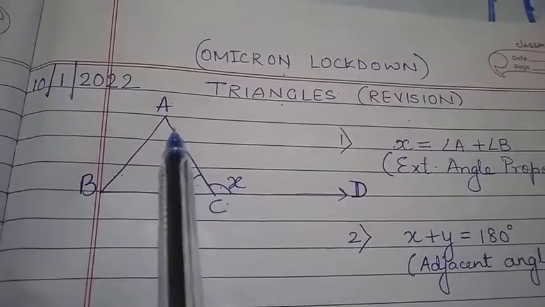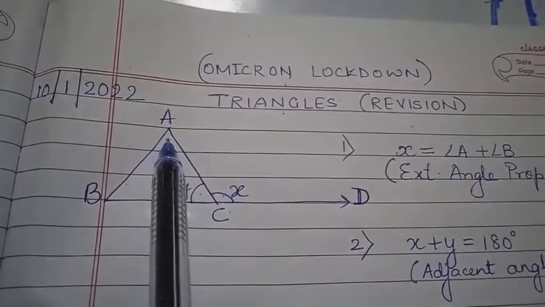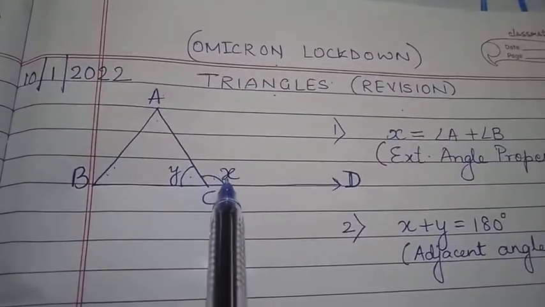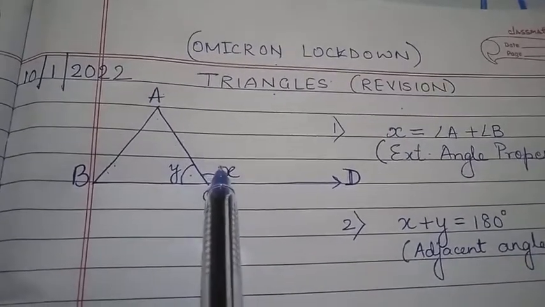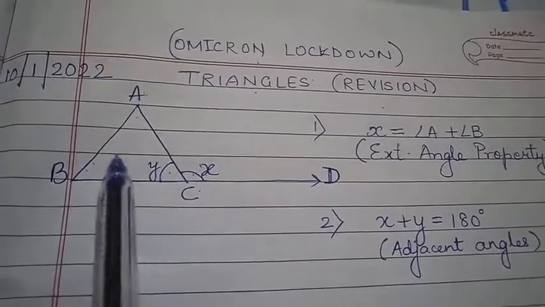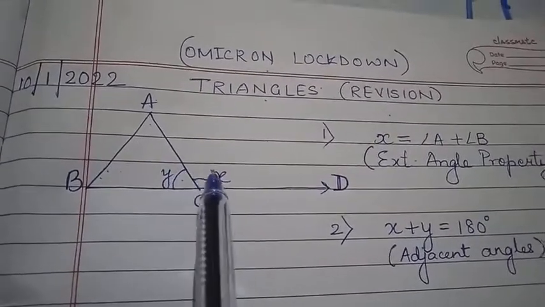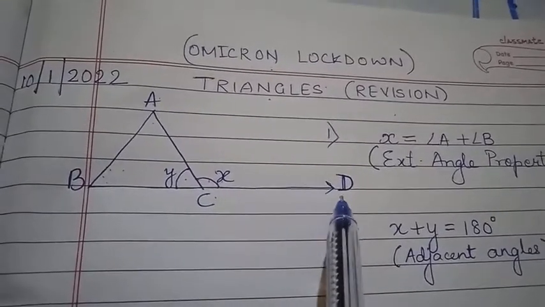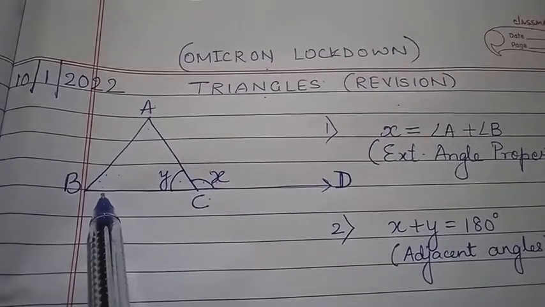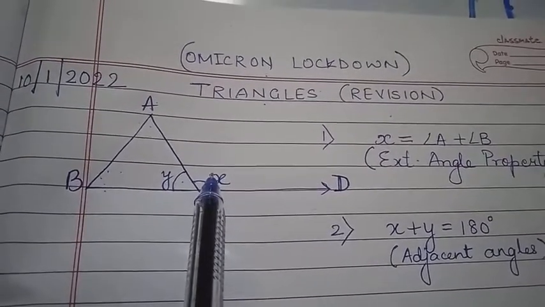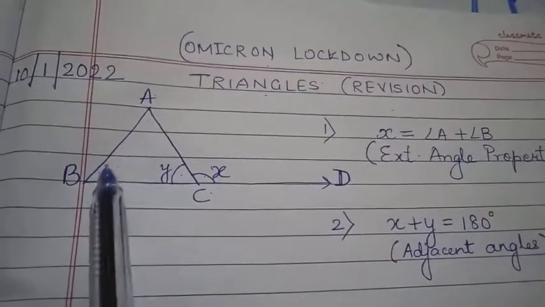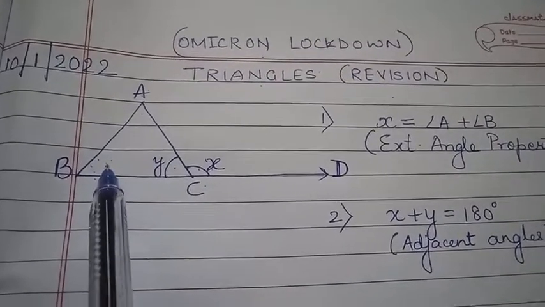X is equal to the sum of interior angle A plus interior angle B, which means the opposite of X. What is opposite of X? Angle A and angle B, right? So we say that it is the exterior angle property, meaning angle ACD is equal to angle A plus angle B, right? So the exterior angle of a triangle is equal to the sum of its opposite interior angles. Alright?